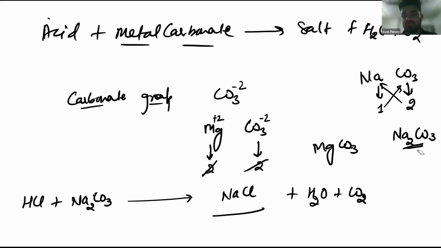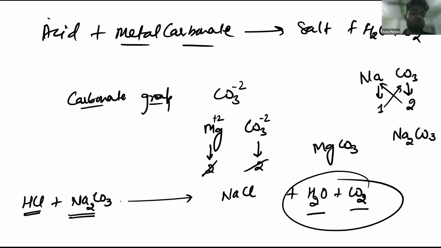Understood? Yes, sir. So here we have a metal carbonate, sodium carbonate. What happens when an acid reacts with a metal carbonate? Na2CO3 will give you salt plus water plus carbon dioxide. These two are fixed. Now we need to predict the salt. What salt will be formed?